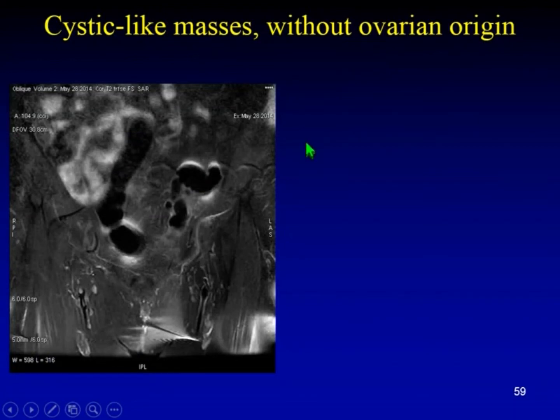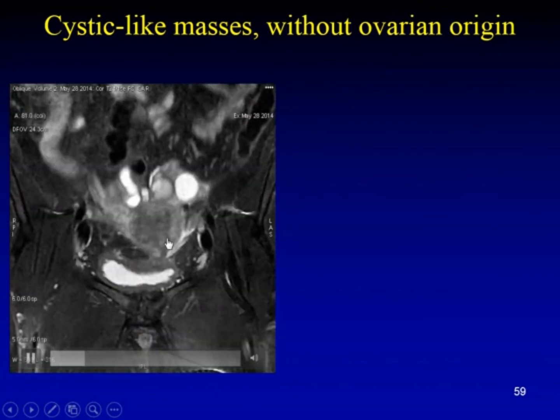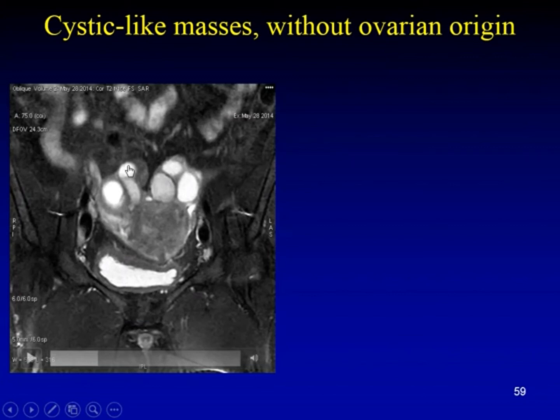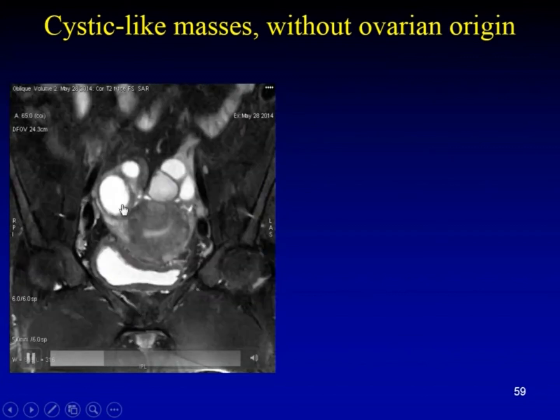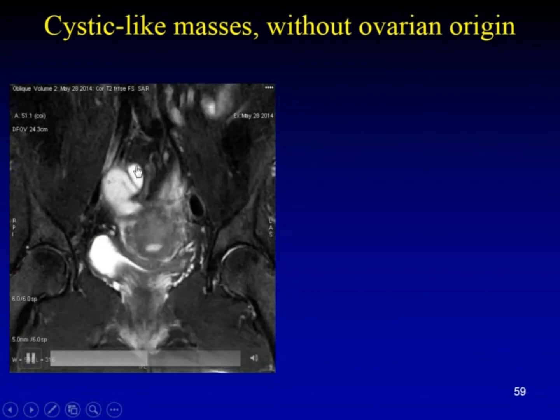Cystic-like masses without a strictly ovarian origin. This is a T2-weighted, fat-saturated sequence of a woman. This is the pubis, this is the bladder. You may detect some ovarian cyst left-sided. On the right side, you may observe this tubular, sausage-like structure, dilated, you may see here.